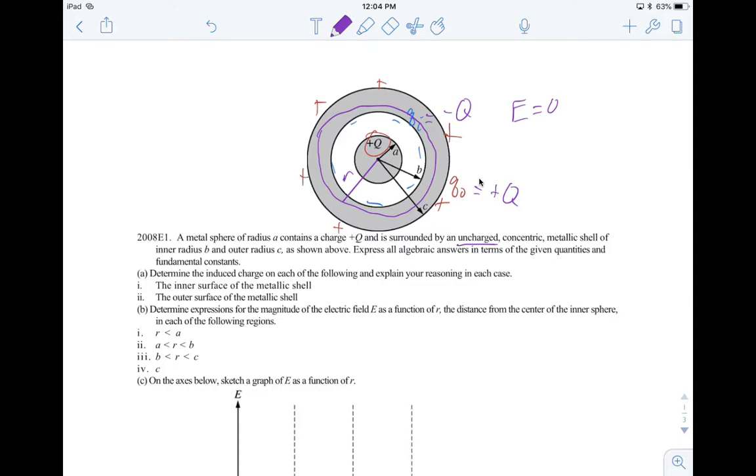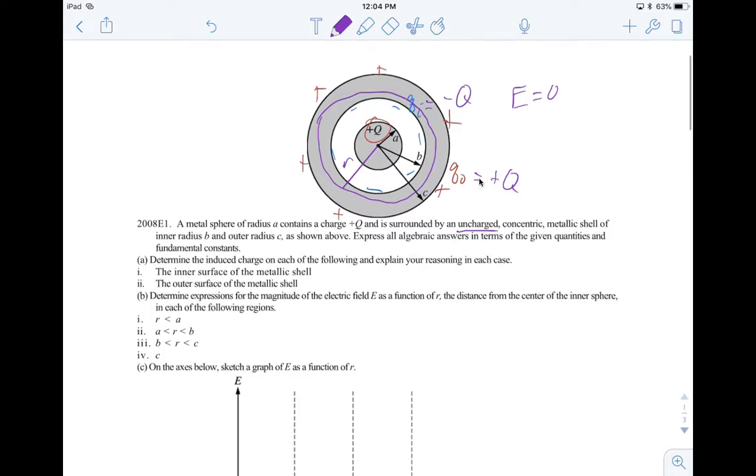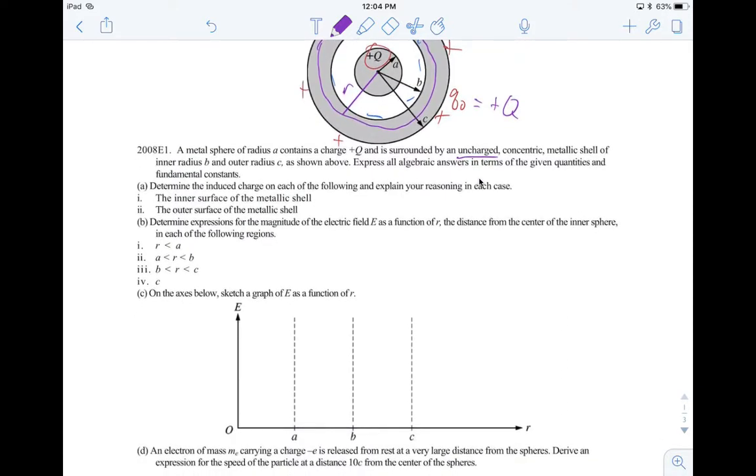Part B, determine expressions for the magnitude of the electric field as a function of r, the distance from the center of the inner sphere. So we want to know what's the electric field when r is less than a. We want to know what the electric field is when r is less than b but greater than a, and then when r is less than c but greater than b. And I guess for part 4, it's probably when r is greater than c.